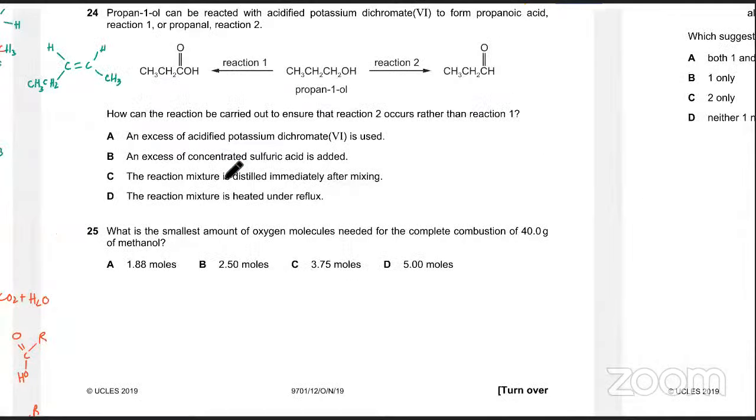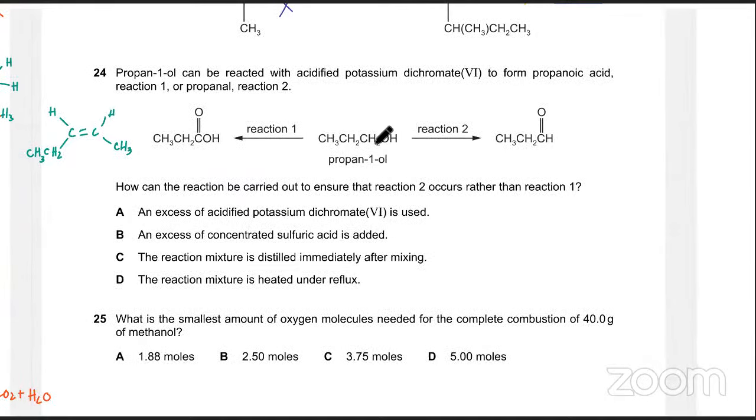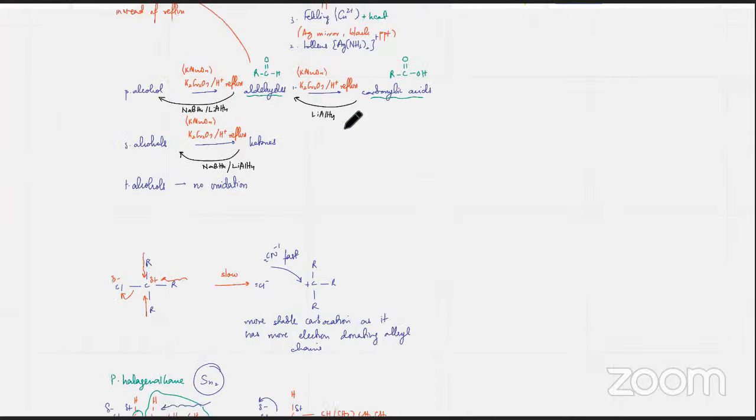Now let's look at this question. Remember, this is a primary alcohol. You should be able to identify it as a primary alcohol because the carbon is bonded to two H's and just one carbon chain. He's saying it can be reacted with potassium dichromate(VI) to form propanoic acid, so it's getting oxidized.